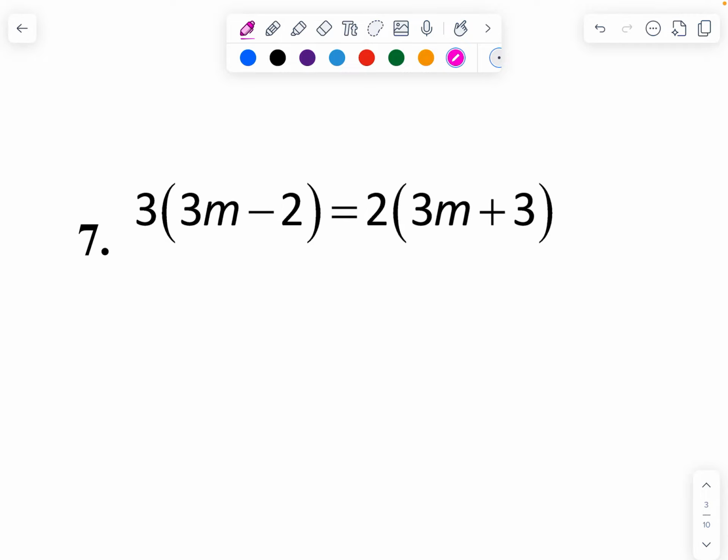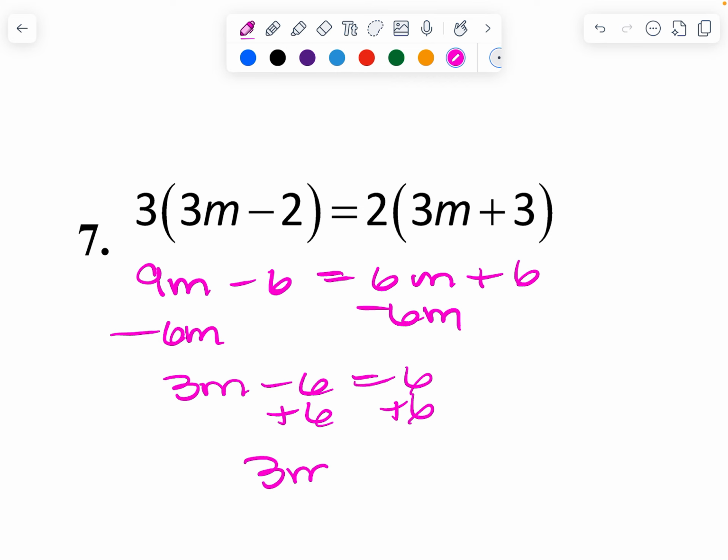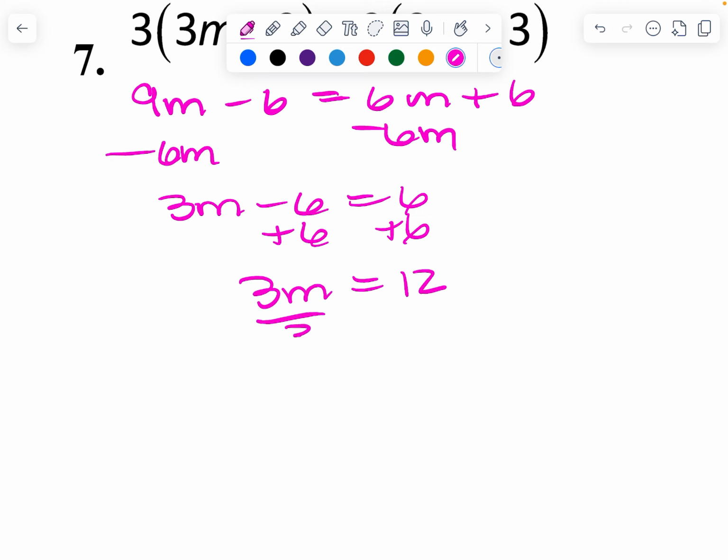This one, multiply through. 9m minus 6 equals 6m plus 6. Subtract 6m from both sides. Get 3m minus 6 equals 6. Add 6. Get 12. Divide both sides by 3 and get m equals 4.